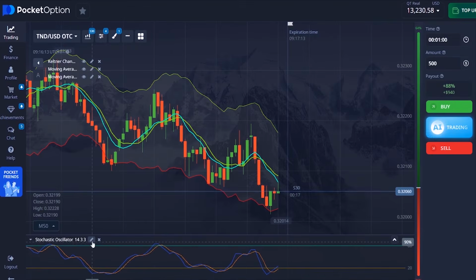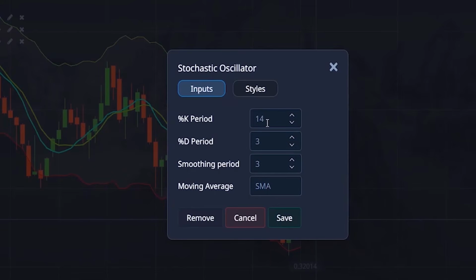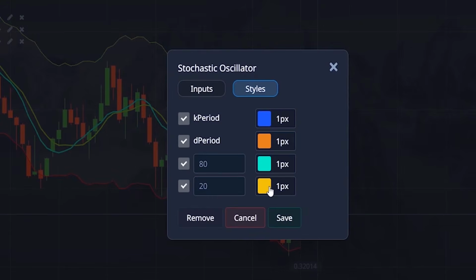With our stochastic oscillator, it comes with the K period of 14, the D period as 3, the smoothing period as 3, while for the moving average, we're going to be using SMA. On the style level, we're going to maintain all these colors. I'm going to be using them on 1 pixel each. When you're done, just click on save.